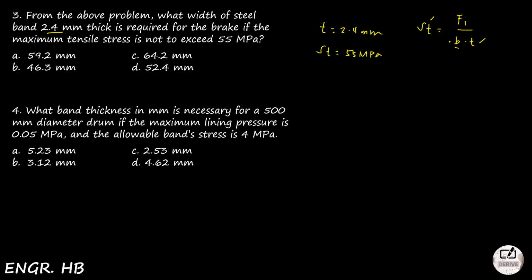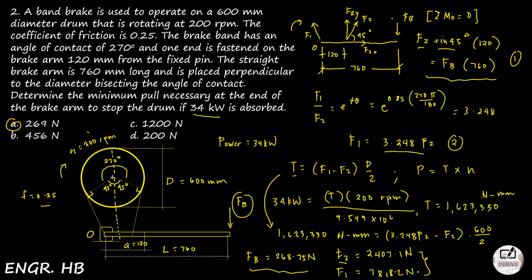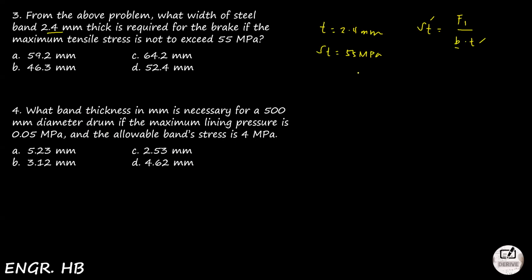So balikan lang natin yung previous slide. So our F1 is 7818.2. So ang sabi, 55 Newton over mm squared is equal to 7818.2 newtons divided by B, and thickness is 2.4 mm. Cancel isang mm, cancel ang newton, so matitira mm. So our answer should be in mm, kaya ng nasa choices.